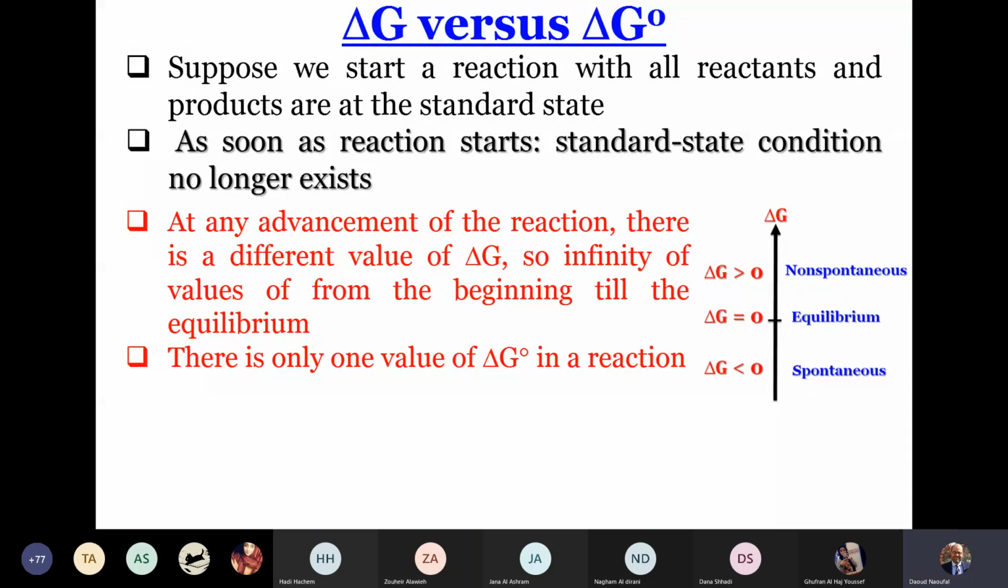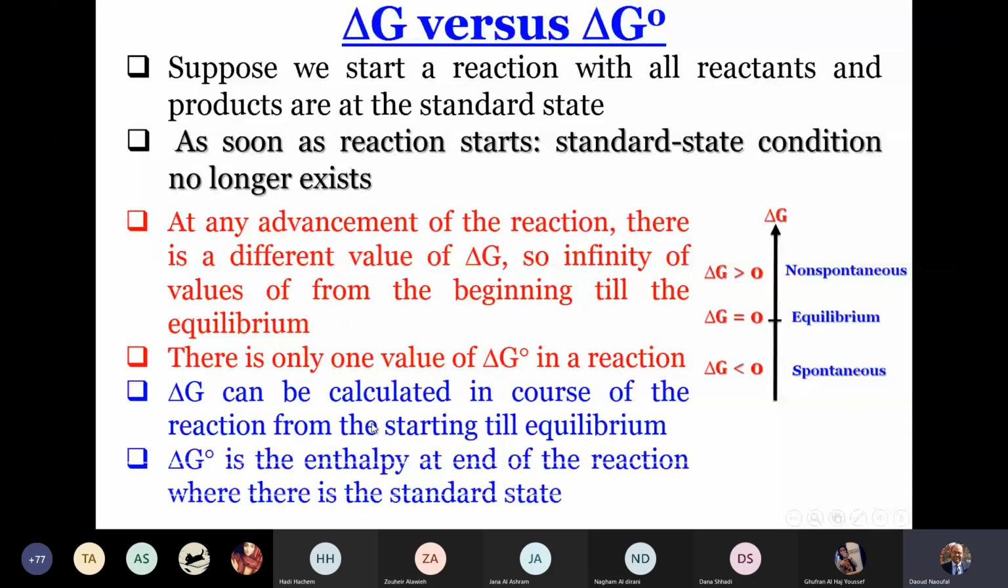So you have infinity of values of delta G, and when he asks to calculate delta G, he has to determine the advancement. You want to calculate delta G at what time? At what advancement of the reaction? At the starting, in course, at the middle, or at the end? What is the meaning of delta G0 of the reaction? Delta G0 of the reaction is the free enthalpy at the standard condition. So delta G0 is the standard free energy or the standard Gibbs energy.